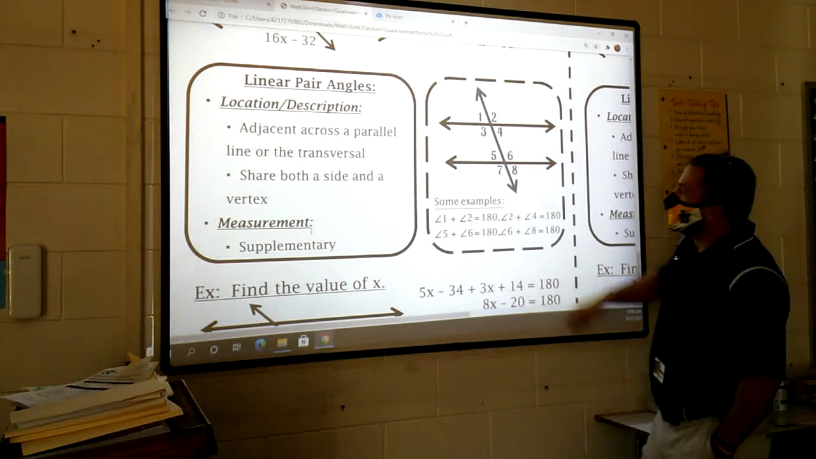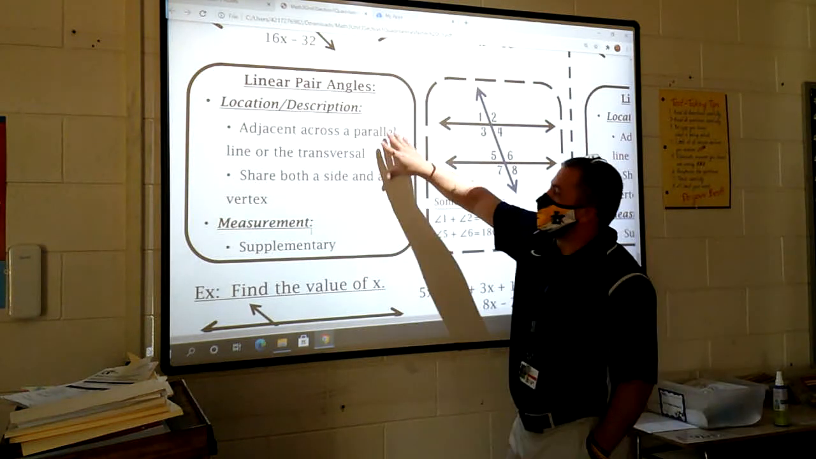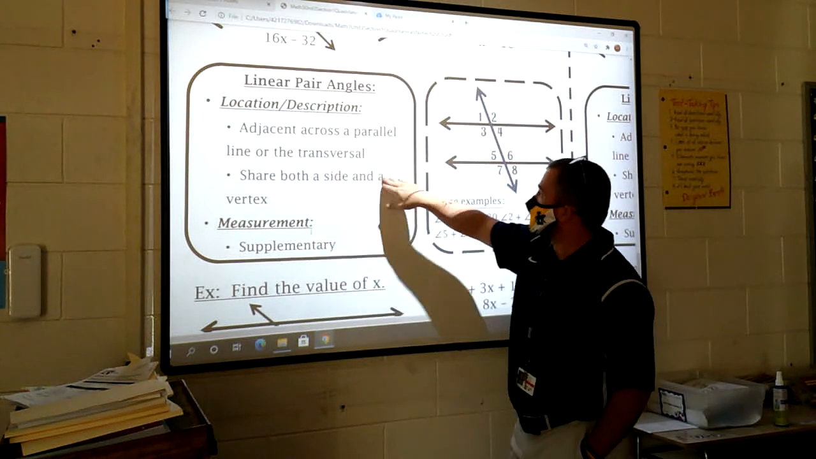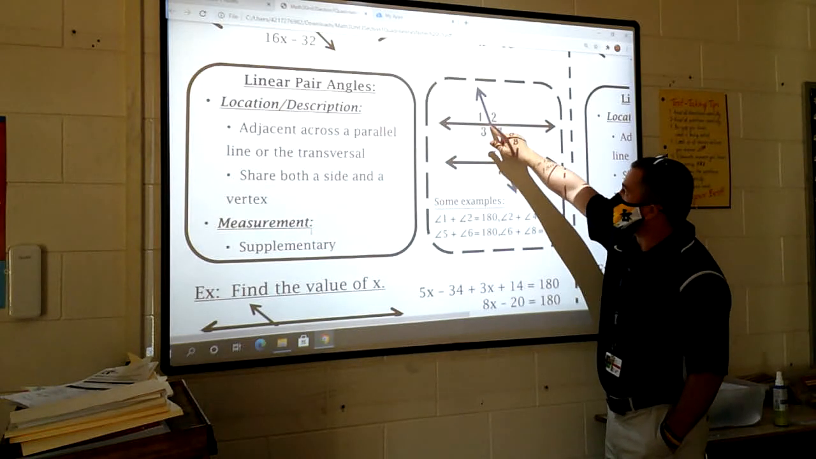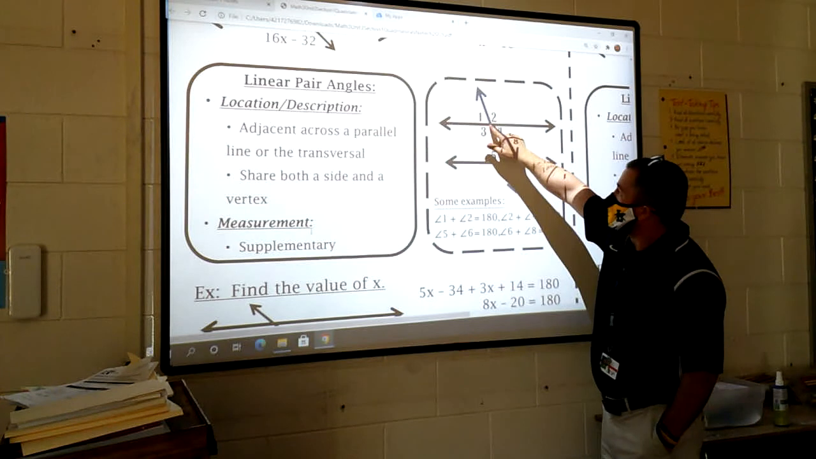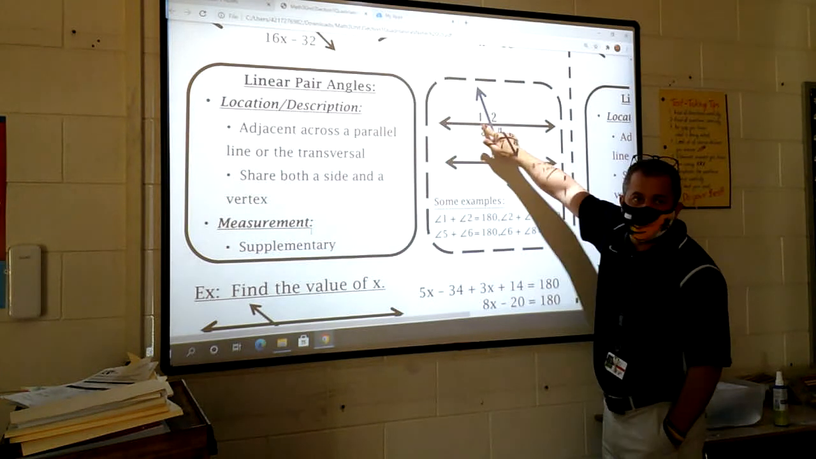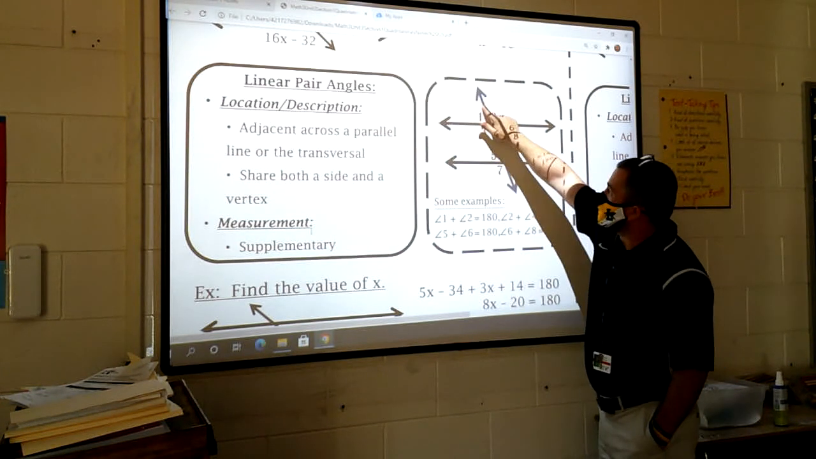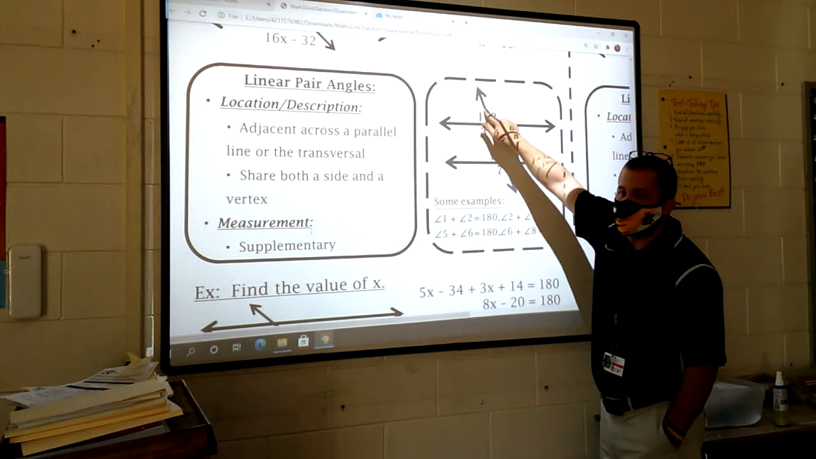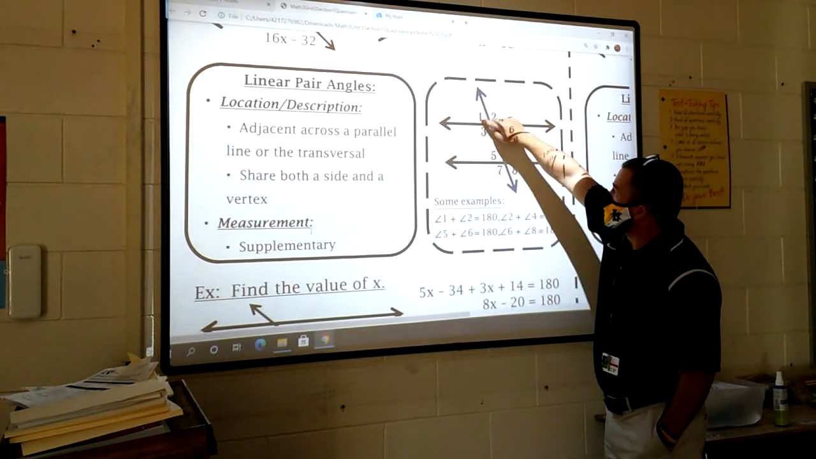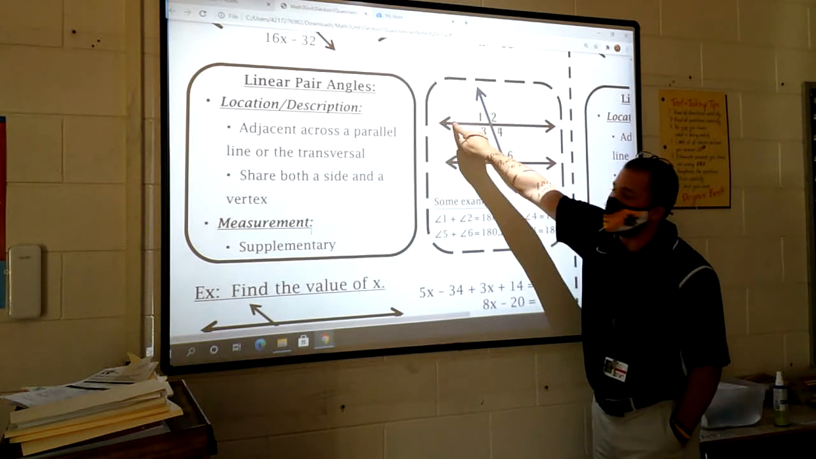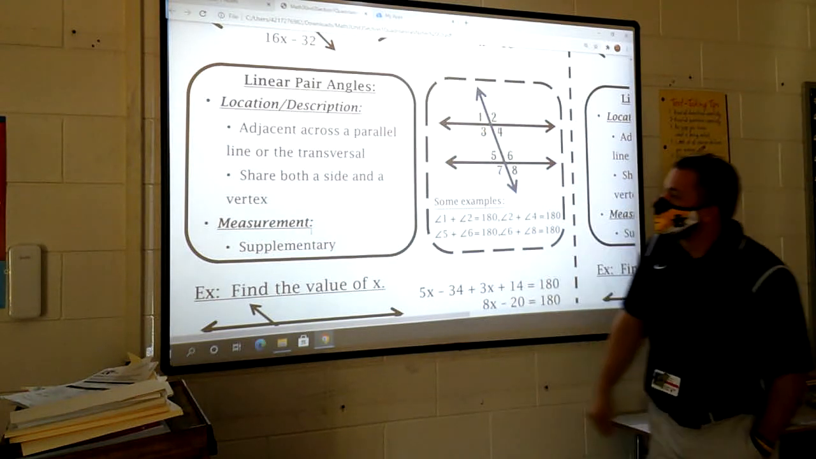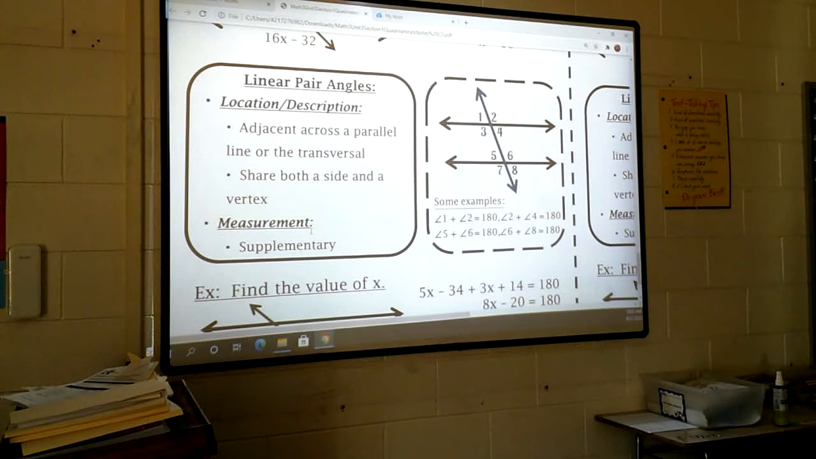What they have to do to be adjacent or to be a linear pair is they have to share both a side and a vertex. So think about angle 1 and 2. They share this middle point right here, and they also share this side. Okay? And they'll share this right here. This shares between angle 1 and 2. If you look between angle 1 and 3, they share this point, but they also share the side here of the angle. So that's how it works, and they're supplementary.